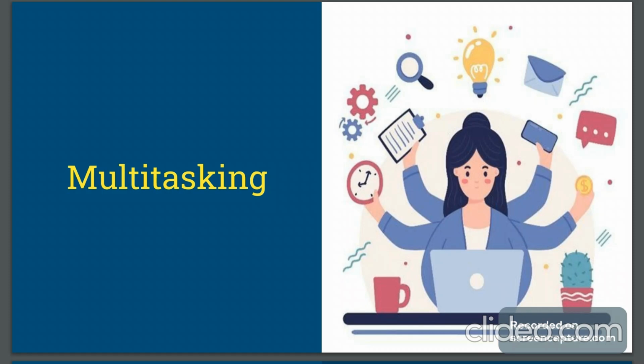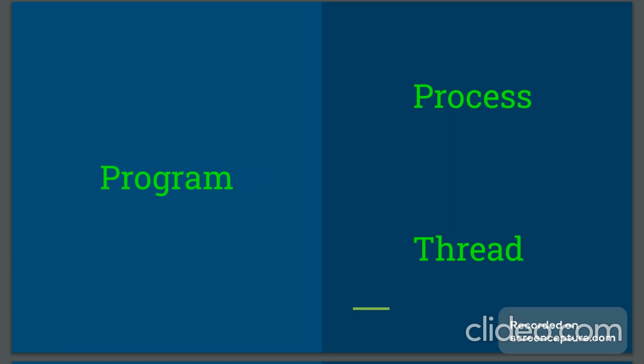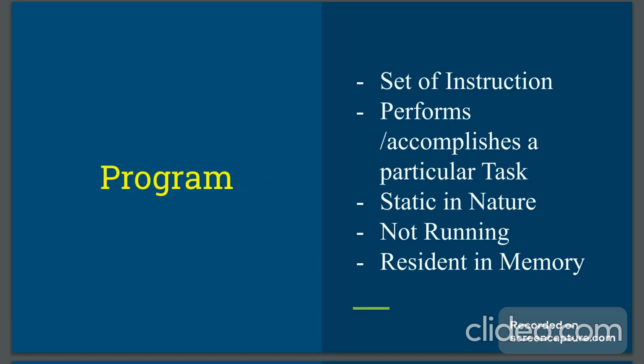So what about multitasking in computer technical terms? Before that, we will try to understand the difference between these three terms: program, process and thread. A program is nothing but a static program. We generally say that a set of instructions written to accomplish a particular task is nothing but a program. It is static in nature. It means it is not executing, it is resident in the memory.